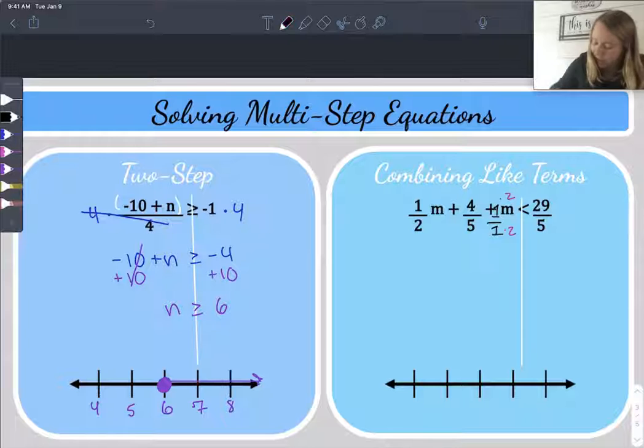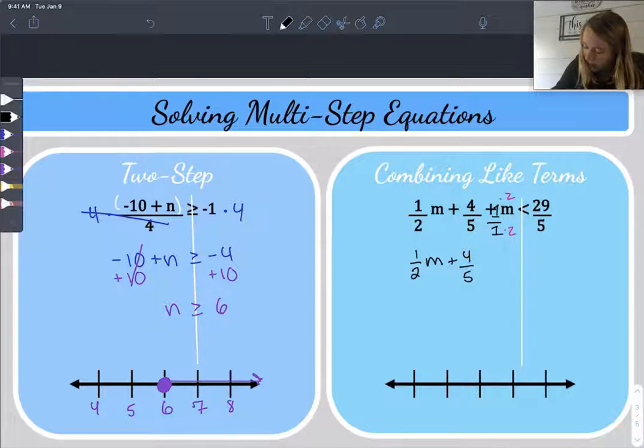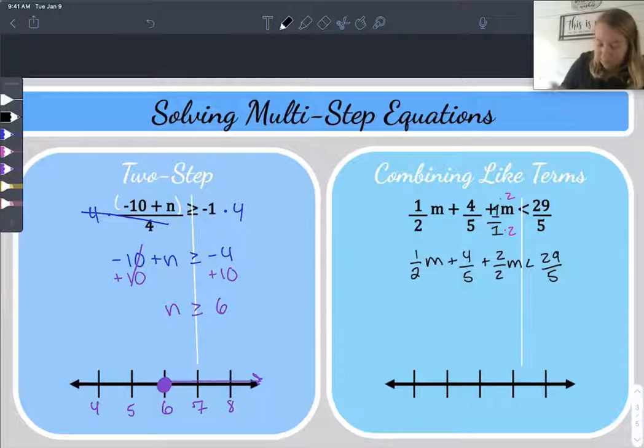And when I do that, I get my 1/2 m plus my 4/5, and then I end up getting plus 2/2 m. I can bring down my less than symbol, and then my 29/5. Okay. Now I can actually combine my two like terms since they have the same denominators. 1/2 plus 2/2 gives us 3/2 m, and I can bring down my 4/5.